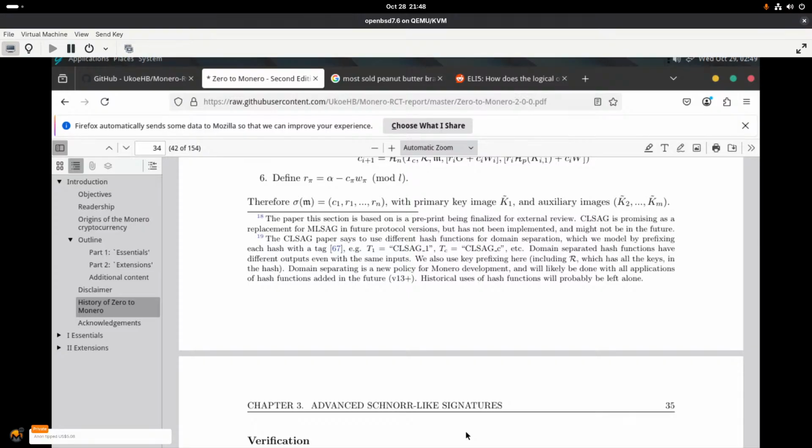This paper section is based on a pre-print being finalized for external review. CLSAG is promising as a replacement for MLSAG in future protocol versions, but has not been implemented and might not be in the future.